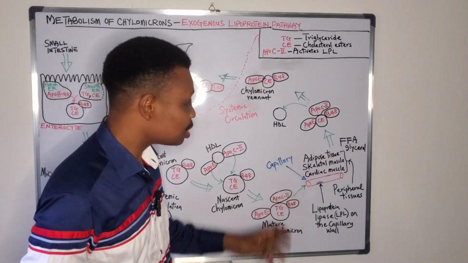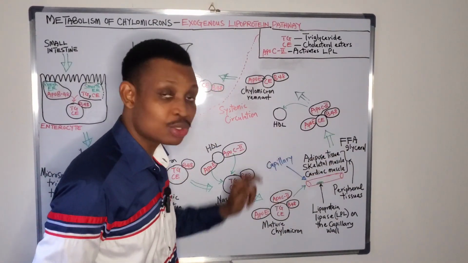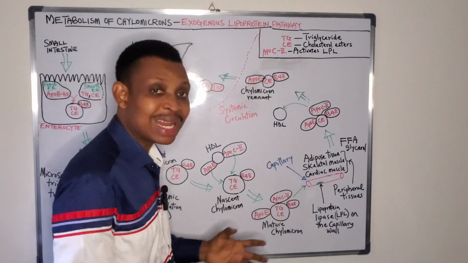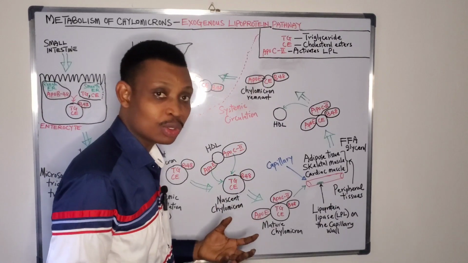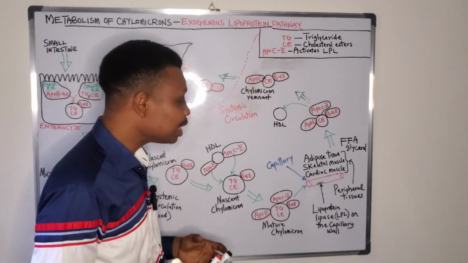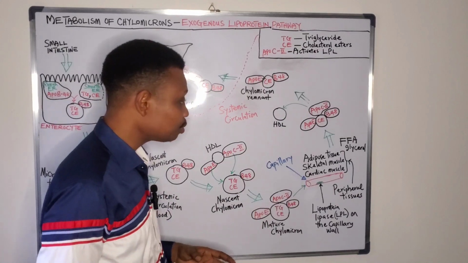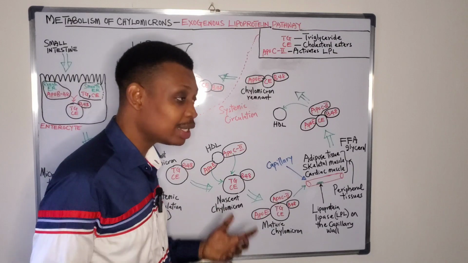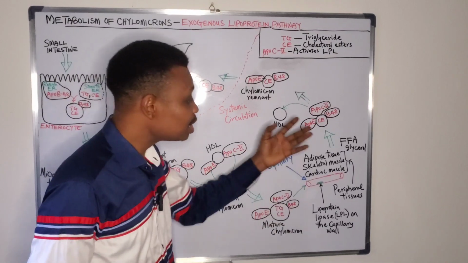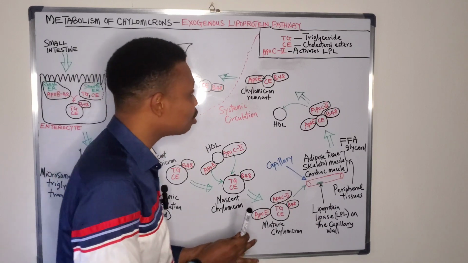If this hydrolysis occurs in the capillary of the adipose tissue, the adipose tissue will absorb the free fatty acids that are produced and store them. But if it occurs in the skeletal or the cardiac muscle, these free fatty acids will be used to produce energy. And that is because these free fatty acids will enter the beta oxidation pathway.